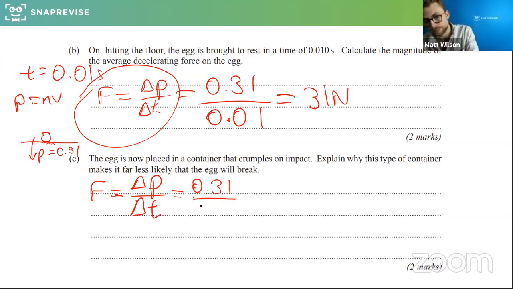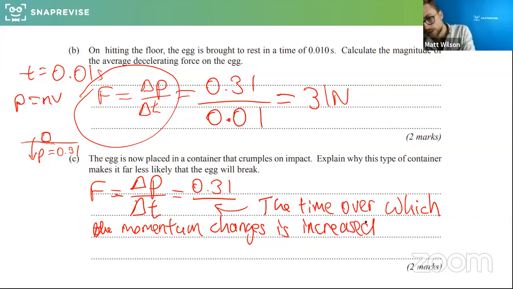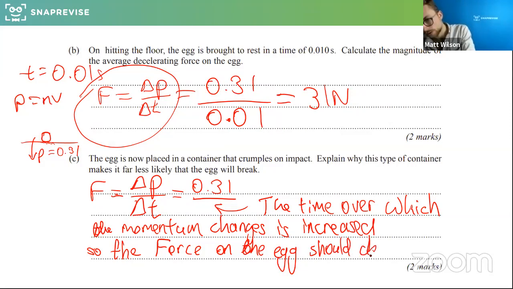So here we would say the time over which the momentum changes is increased. So the force on the egg should decrease. And that's why the egg is less likely to break. Great. Well done, everyone. Good.